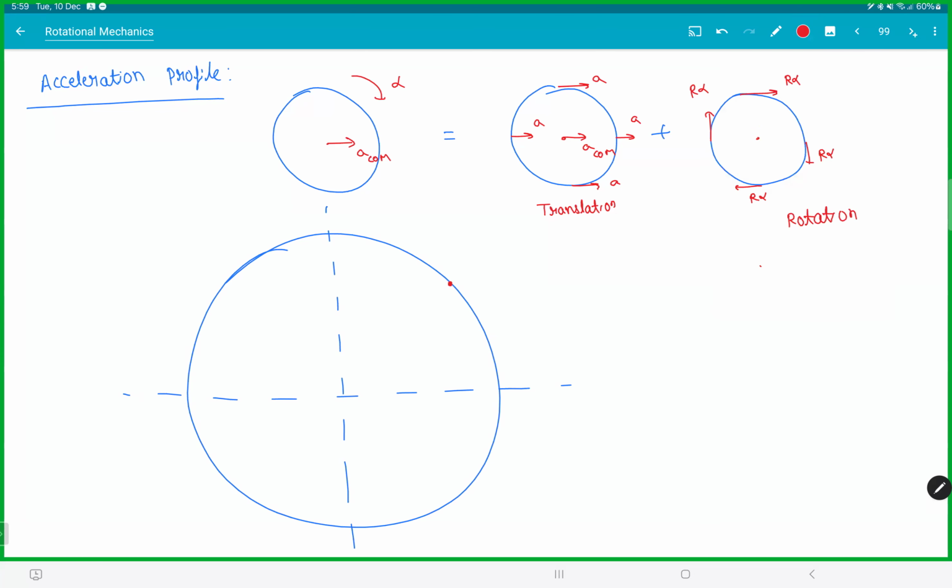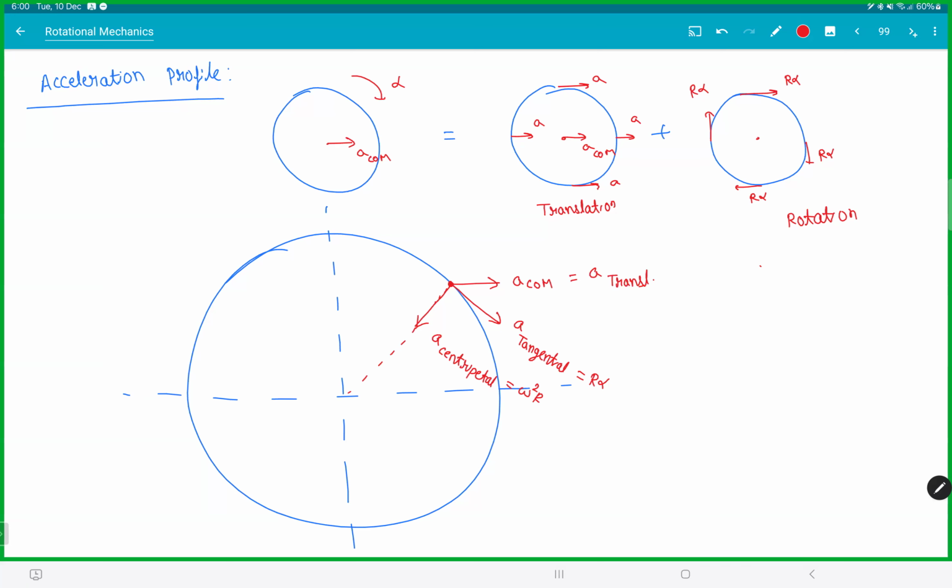So if you take a point here, first thing, this is the acceleration of center of mass. Next thing, because of rotation, we get A tangential, which is R alpha. But because you're going in a circle, there will be A centripetal, which is omega square R. When a particle is going in a circle, you'll have centripetal acceleration, you'll have tangential, and because the center itself is going, there's an A center of mass.